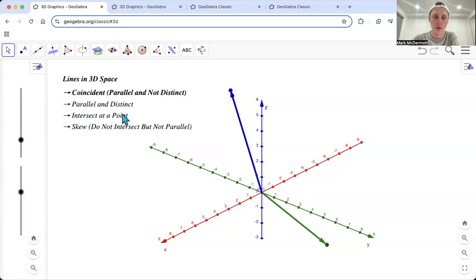So what you'll notice here in the 3D view, we're going to look at coincident lines, is you'll see that these vectors basically define some line. So this point P is going to trace out a line, and this other point down here, this green point, is going to trace out a line. We're going to see that those lines are actually the same line.